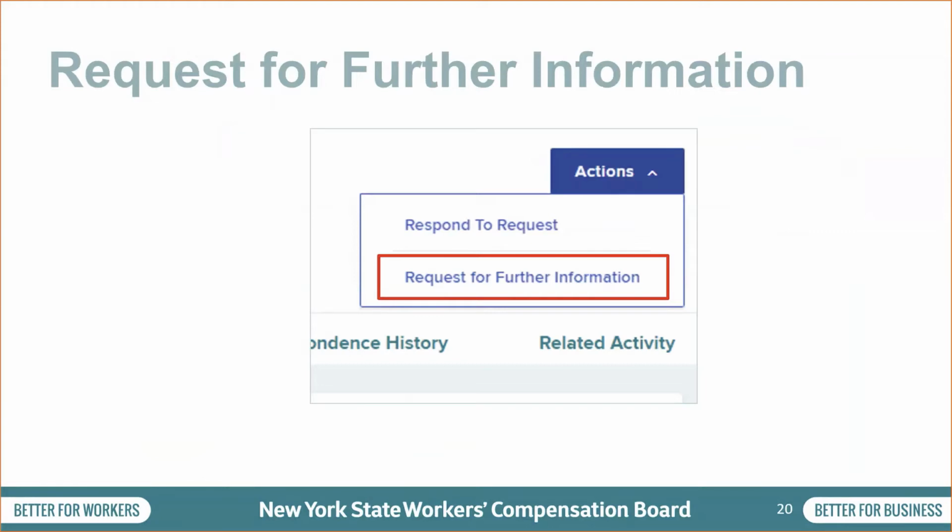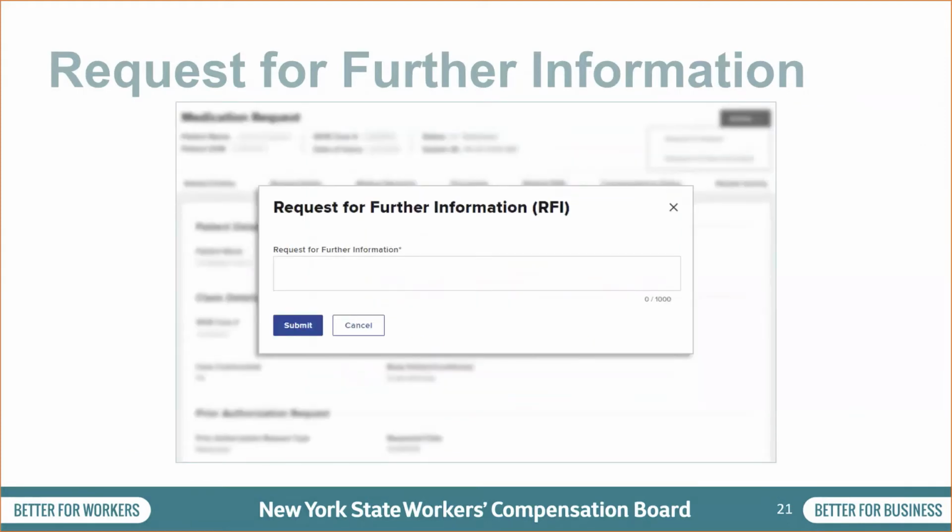The due date for the reviewer to respond to a PAR is not extended if there is a request for more information, or if the request for more information never receives a response. Select the Actions button on the top right of the PAR details page and select Request for Further Information. Enter the additional information needed and select Submit.